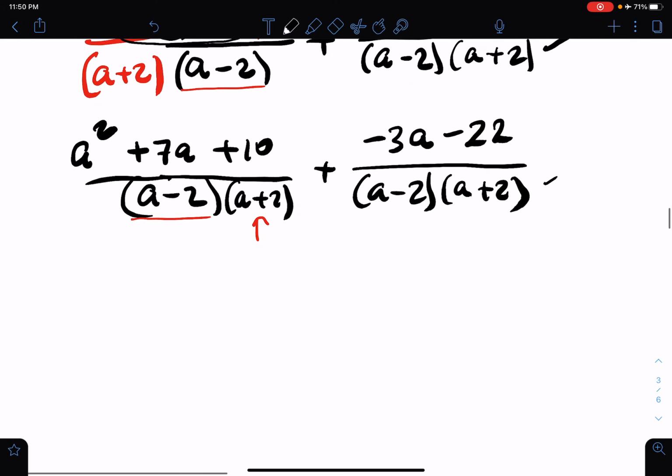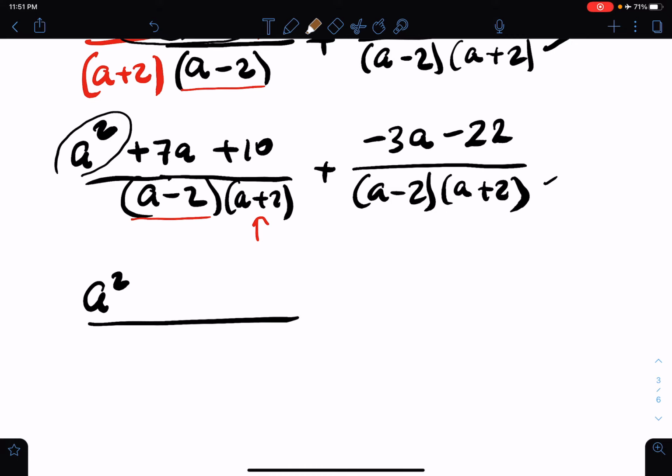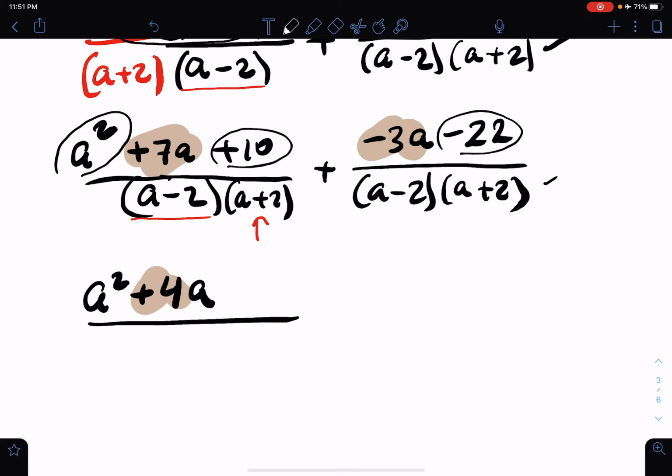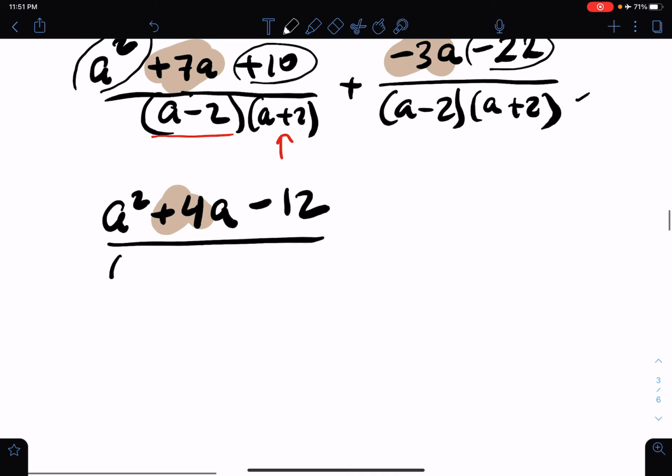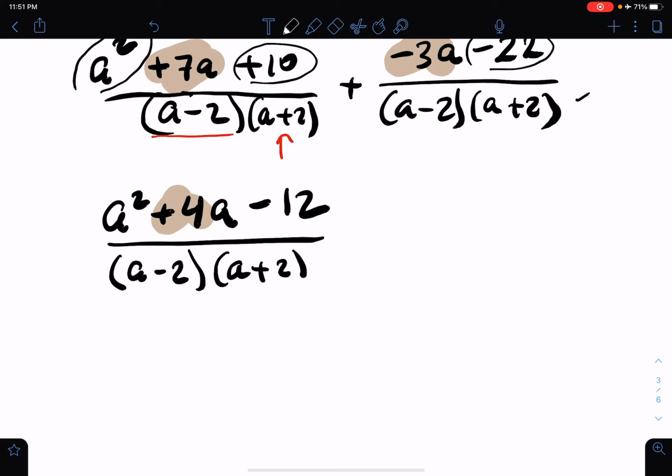Well, we have a common denominator which allows us to now add like terms. So I've got this a squared up top, and I've got 7a and a negative 3a, which of course is going to give me plus 4a. I've got a 10 plus a negative 22, which is minus 12. Down below I've got the LCD, which is a minus 2 times the quantity a plus 2.